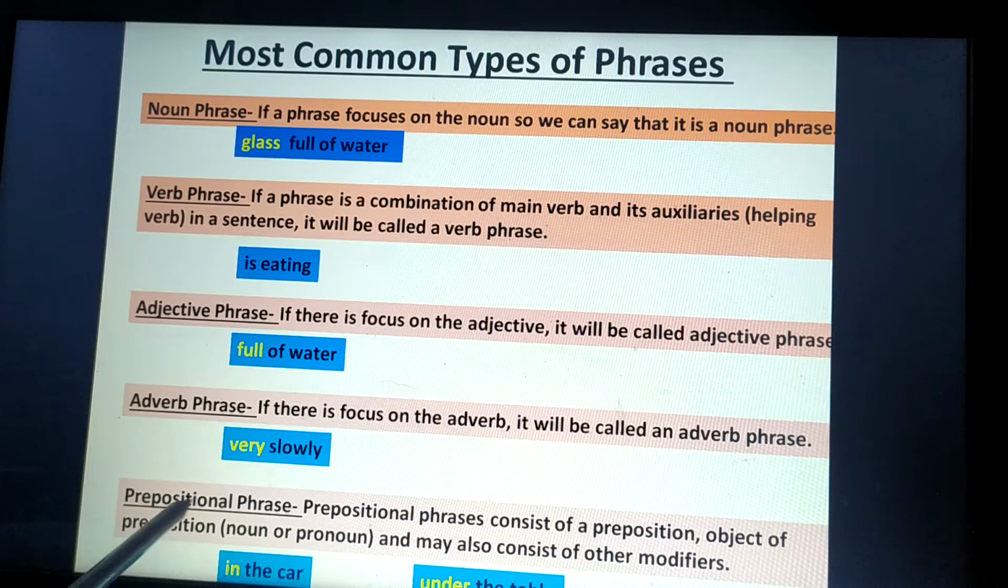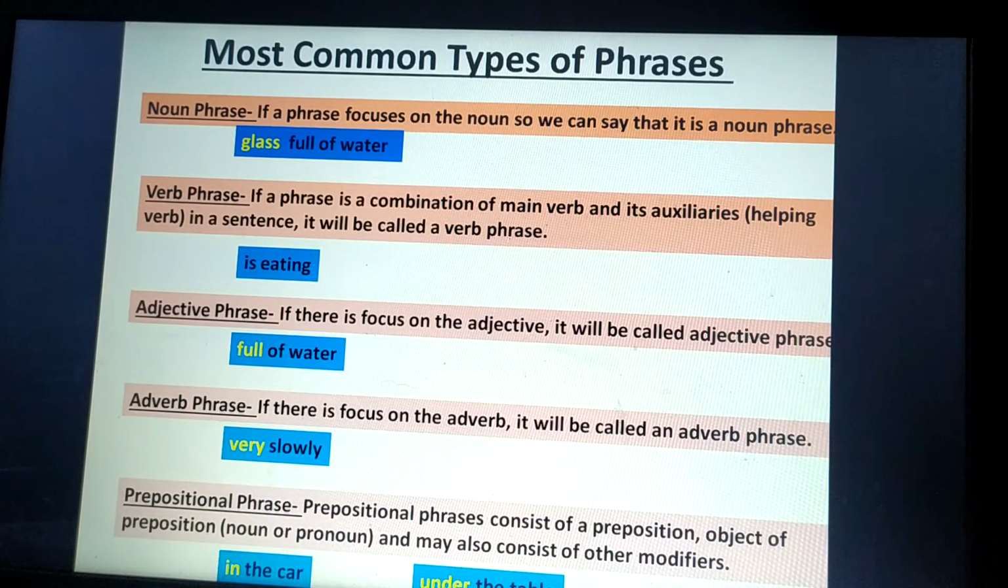Next we have prepositional phrase. Prepositional phrases consist of a preposition, an object of the preposition, and may also consist of other modifiers. You can see here I have given two examples. One is in the car, next is under the table. In the car, here we are focused on in, which is a preposition, so it will be known as a prepositional phrase. And here also we are focused on the preposition which is under, so it will be known as a prepositional phrase.